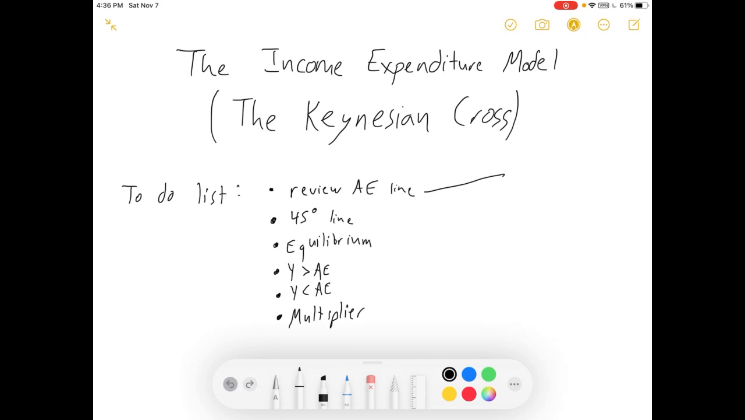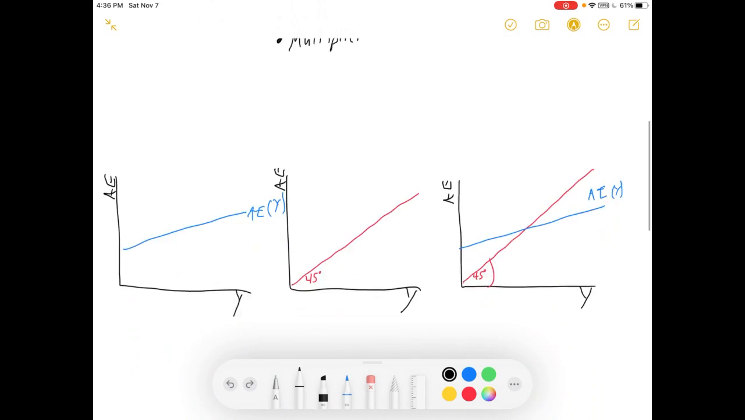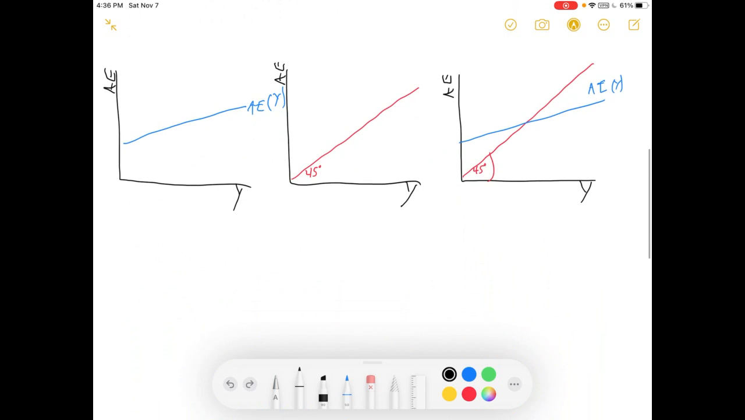Second, we're going to talk about the significance of that 45-degree line. We'll talk about equilibrium, two different situations where we're out of equilibrium, and then a multiplier effect. So that's our plan for this video. If you're not interested in any of those things, go watch something else. Here's 3 graphs that will help us get started.